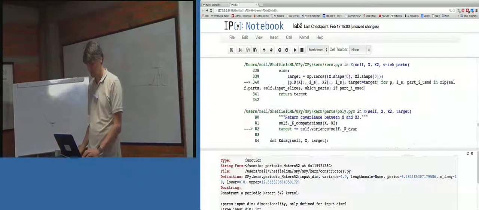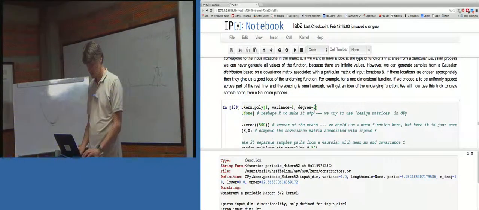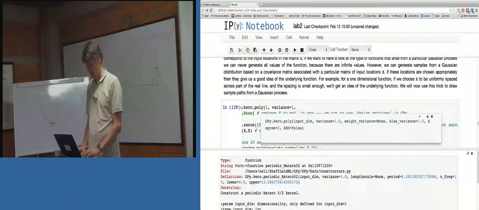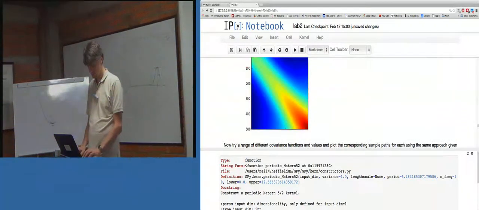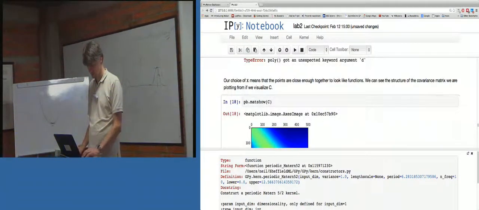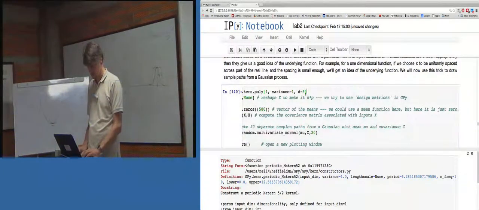I think maybe it's not called degree. The code's kind of based a bit on our old MATLAB code, and it's just called D. Oh no, is it not? Unexpected. Come on, come on.